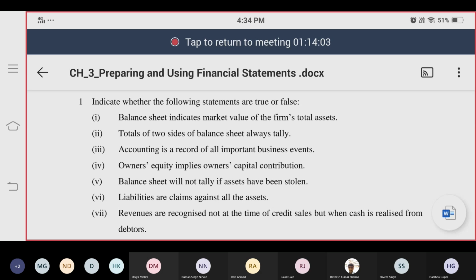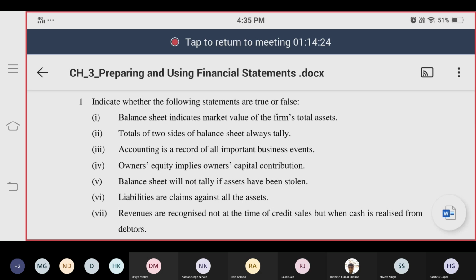So we have already done the cost principle, which says that balance sheet will always be shown at cost. That is, what was the cost at which you had acquired that asset. It will never indicate the market value of the firm's total assets. Balance sheet is always made at cost by principle.